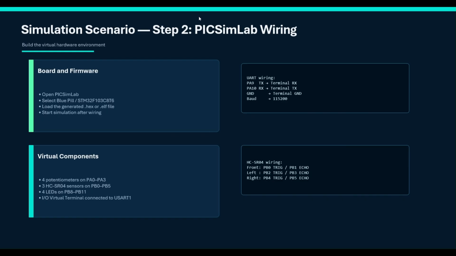After building the firmware, I move to PICSimLab. I select the Blue Pill board and load the generated firmware. Then I connect the virtual components. Four potentiometers simulate the accelerator, brake, SOC, and motor temperature. Three ultrasonic sensors simulate the front, left, and right distances. Four LEDs represent collision, left blind spot, right blind spot, and fault indicators. The virtual terminal is connected to USART1 for UART output.